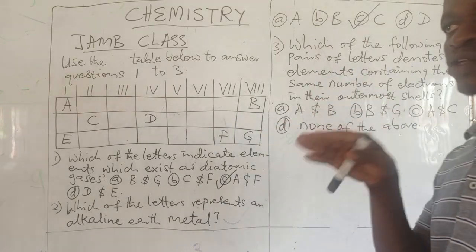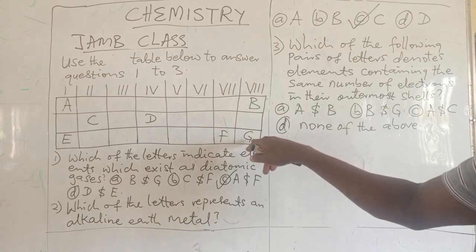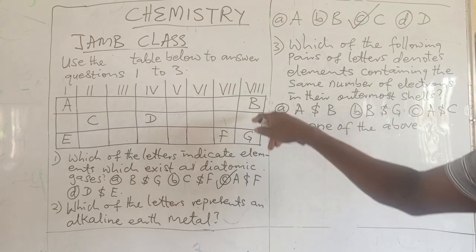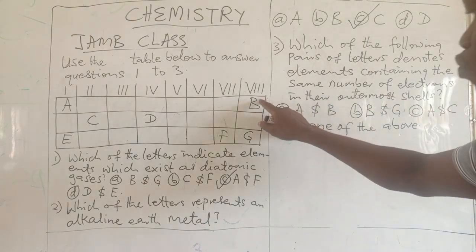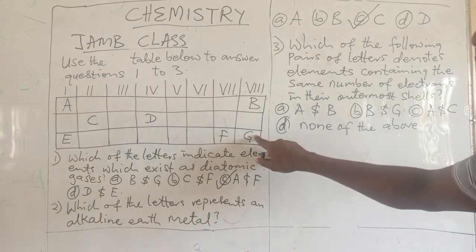Because it's the second shell now, they will carry a maximum of 8. So this one has 8, this one has 2. Now, which of them do you think will carry the same number? This one 2, this one 8. They are not the same.